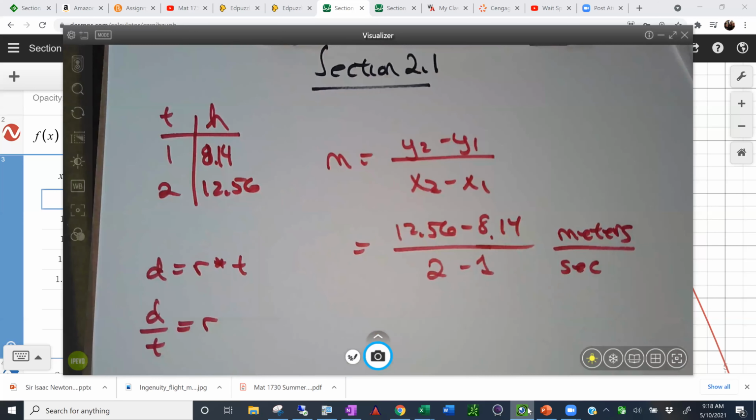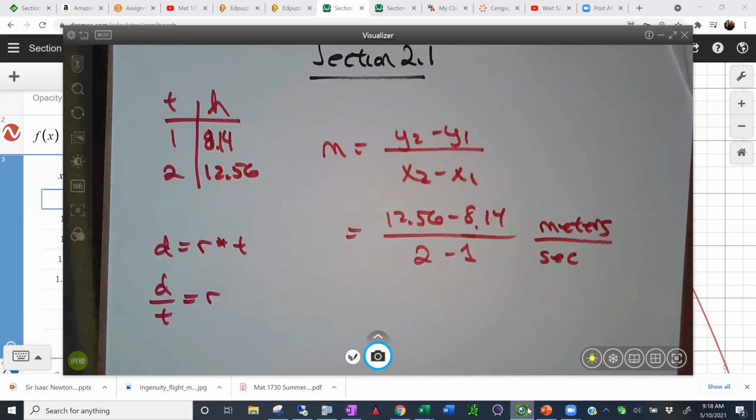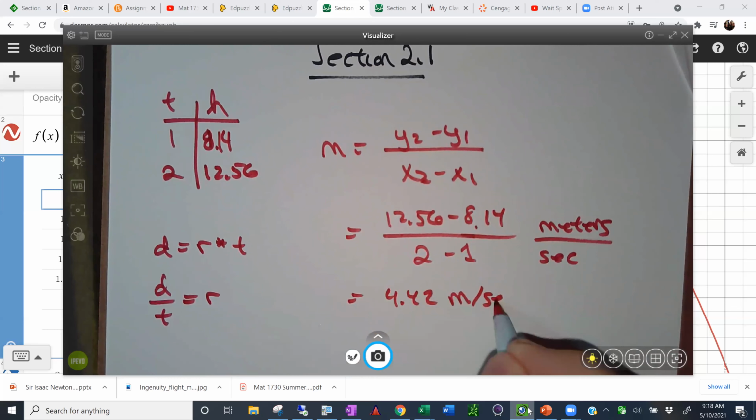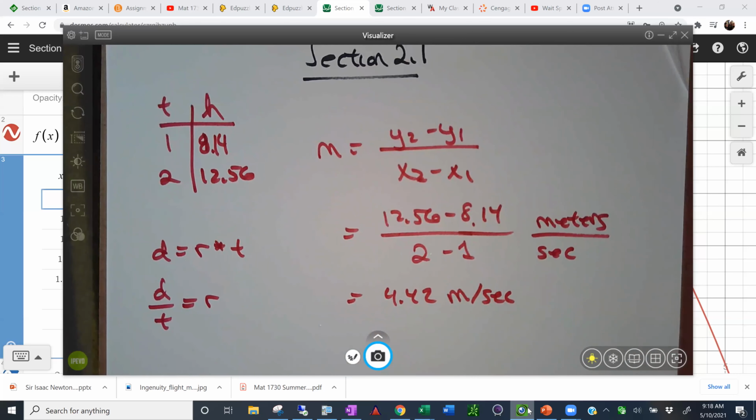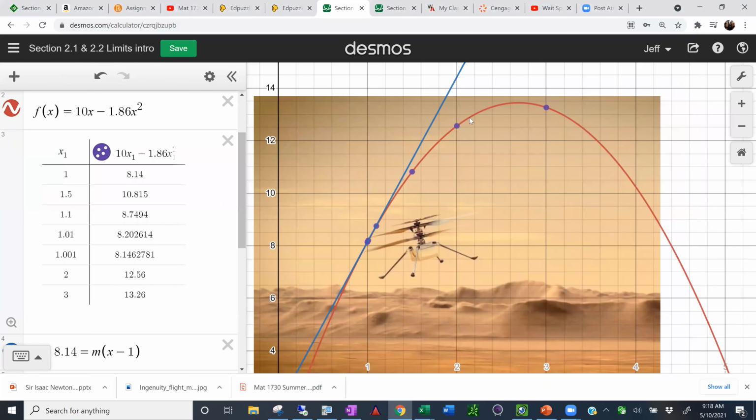And if you actually did out the math here, you get 4.42 divided by 1 meters per second. That's a velocity. That's an average velocity. Now, it's not an instantaneous velocity, and we're going to have to understand what an instantaneous velocity is going to mean. But that's why I gave you this link here to this Desmos demo, so we can try and understand what all that means.